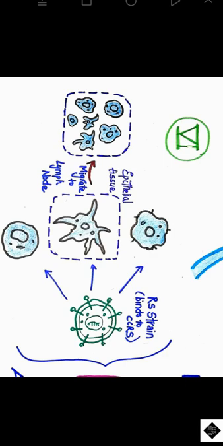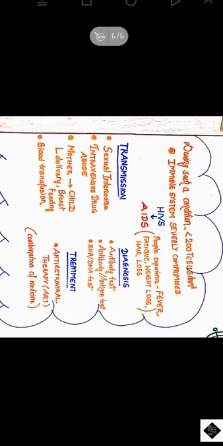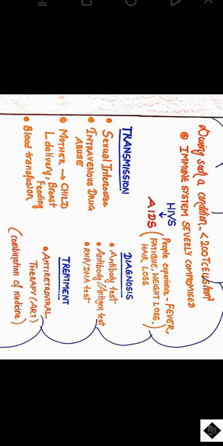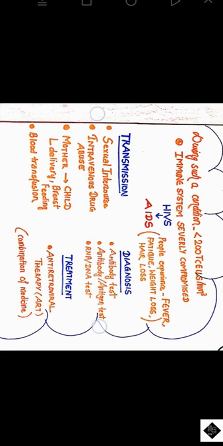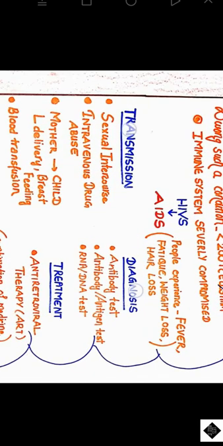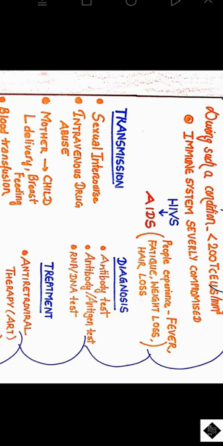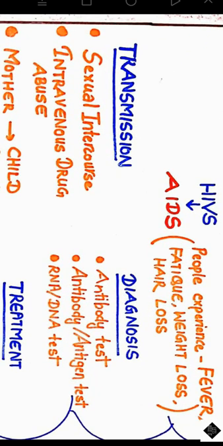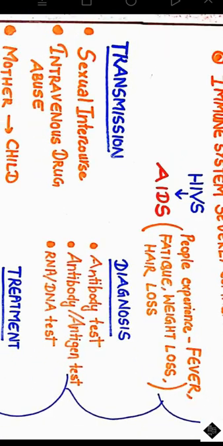Now, when we are talking about its phases, HIV includes two phases: acute and chronic. The acute phase lasts for 12 weeks, while the chronic phase lasts for 2 to 10 years. As the CD4 level falls below 200 cells per cubic millimeter, the immune system becomes very weak, and at this stage the condition has progressed from HIV to AIDS. During AIDS, people experience extreme fever, fatigue, weight loss, and hair loss.